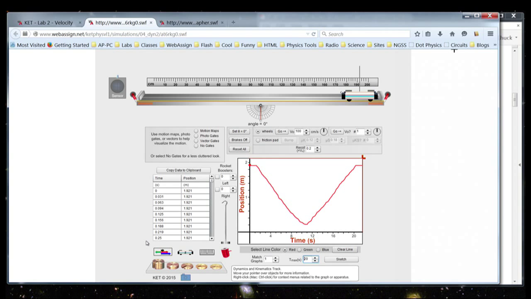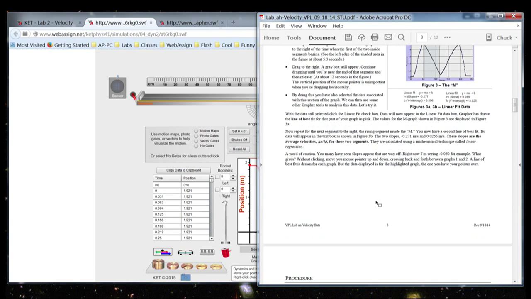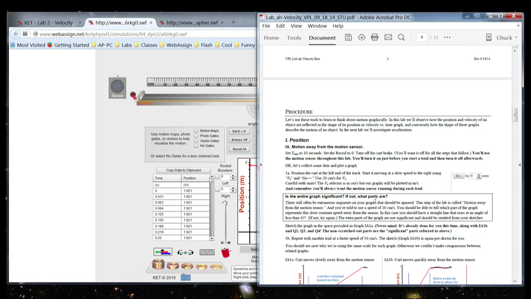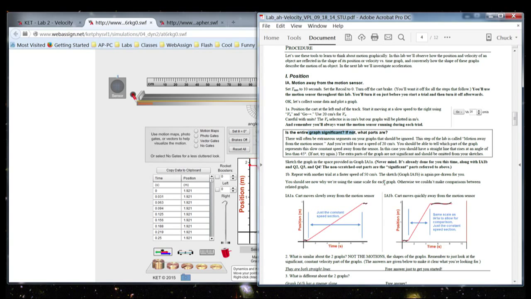Okay, now let's zip here to the documentation and look at something on this next page on the procedure, because we were mainly just exploring things. It says, is the entire graph significant? What am I talking about here? Well, suppose you were looking at something that has a graph that looks just like this, a rising straight line.